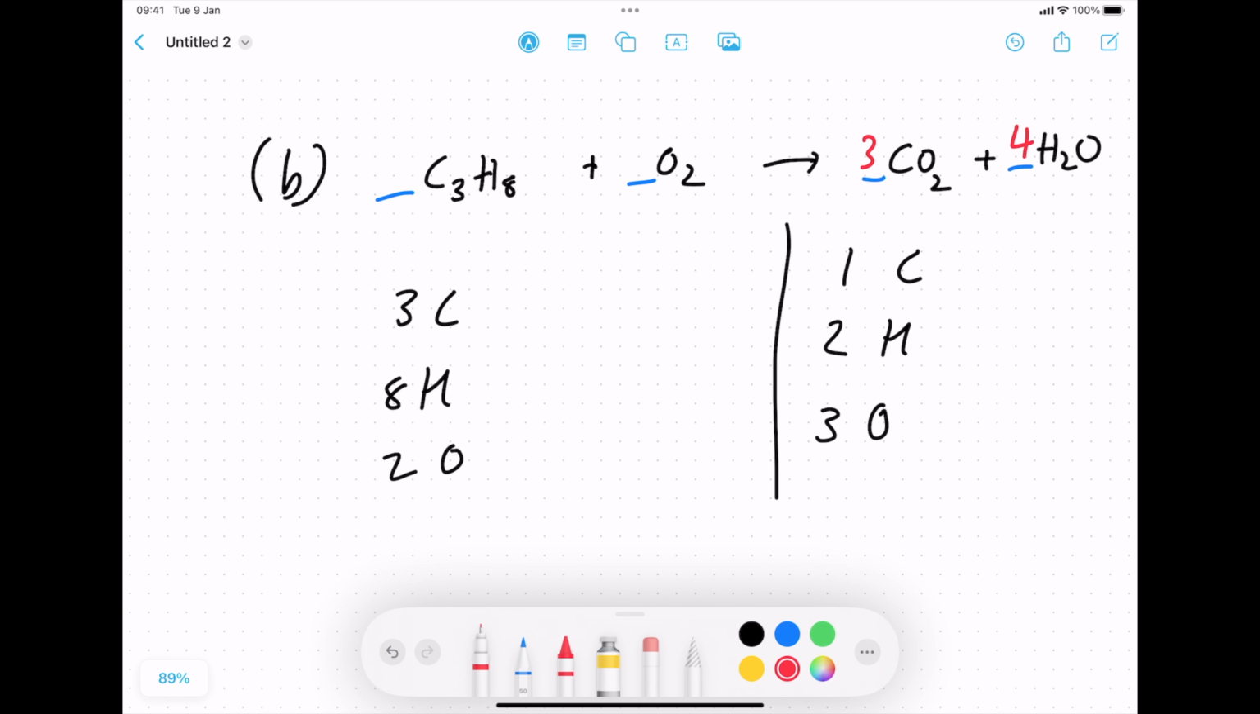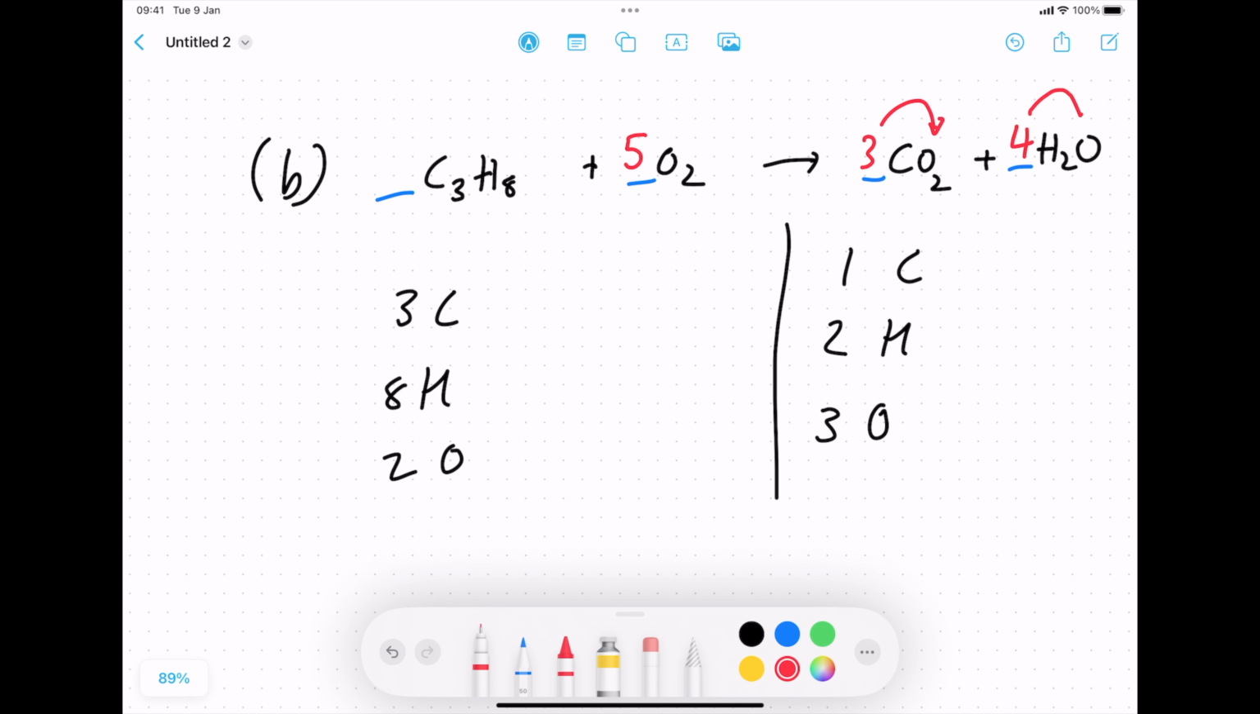And now we do a count of all of the oxygens on the right hand side. So we have 3 times 2 makes 6 plus 4 times 1 makes 4. 6 plus 4 gives a total of 10 oxygens. So something times 2 makes 10, which is 5.